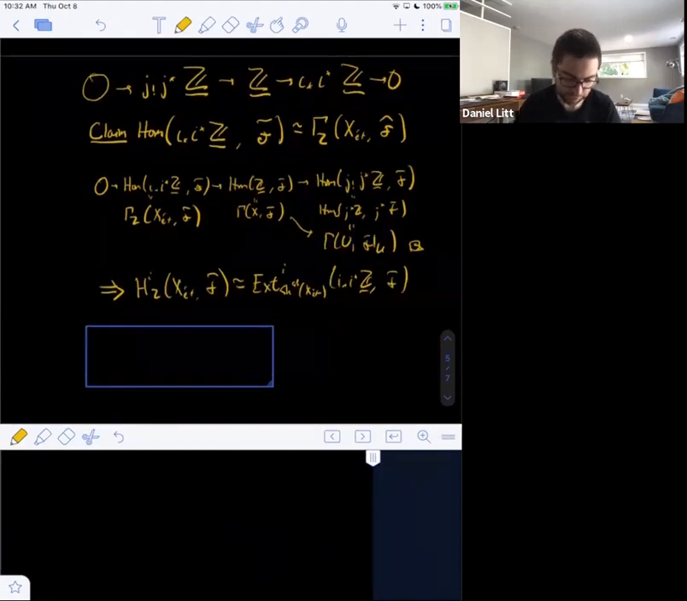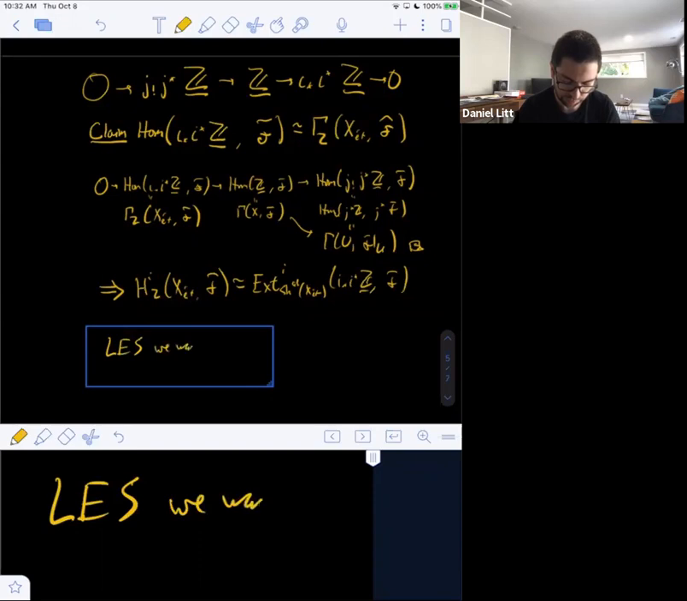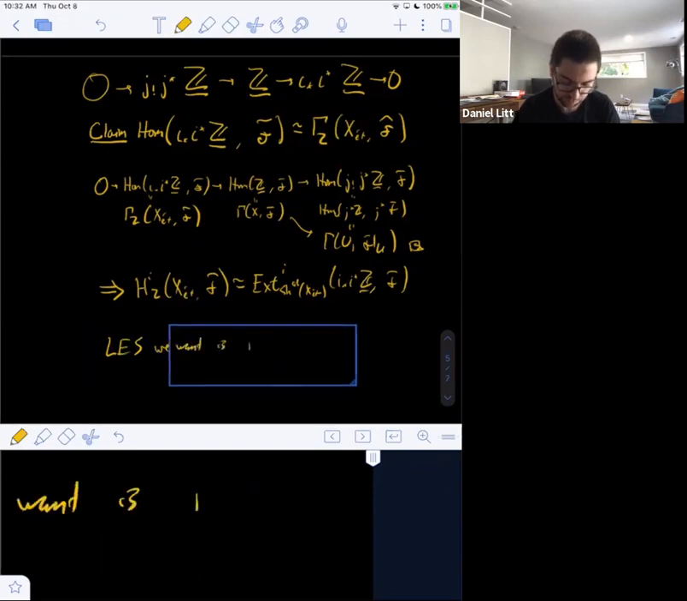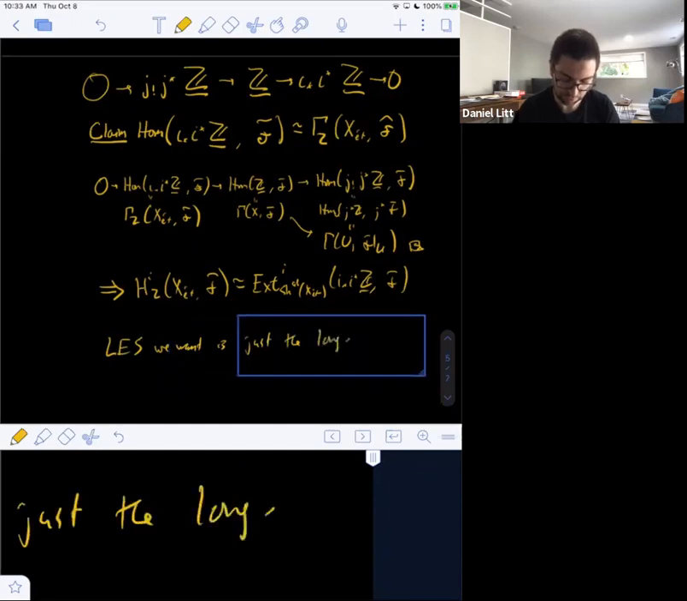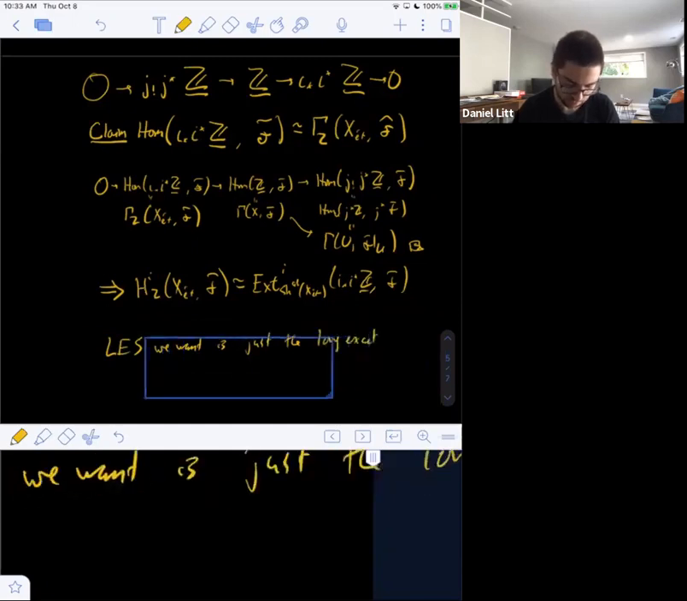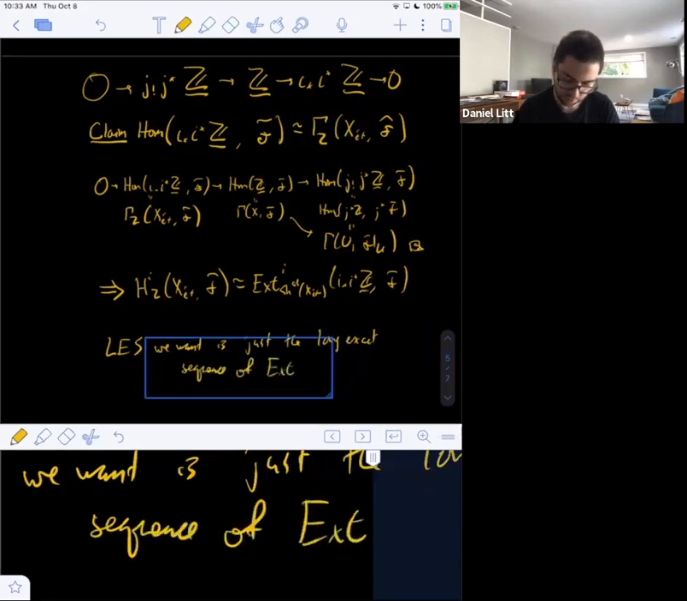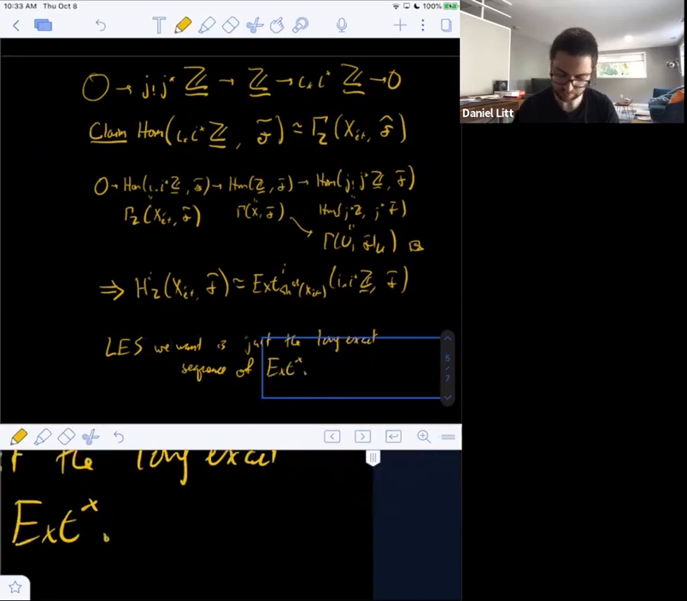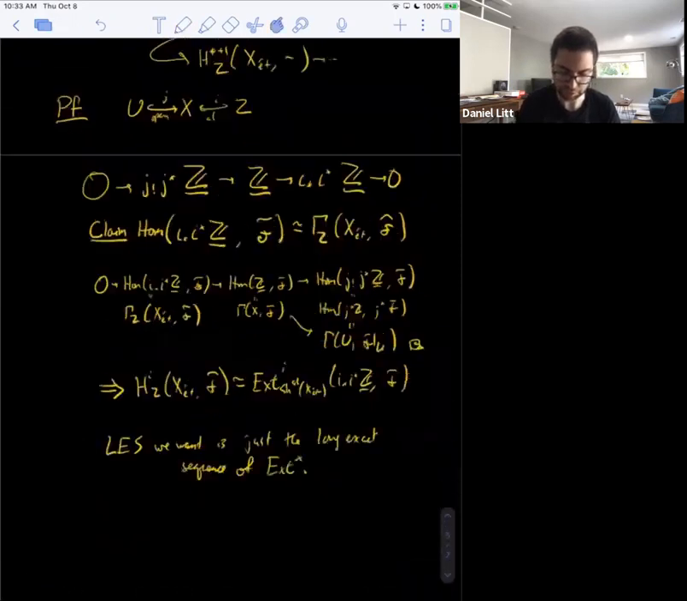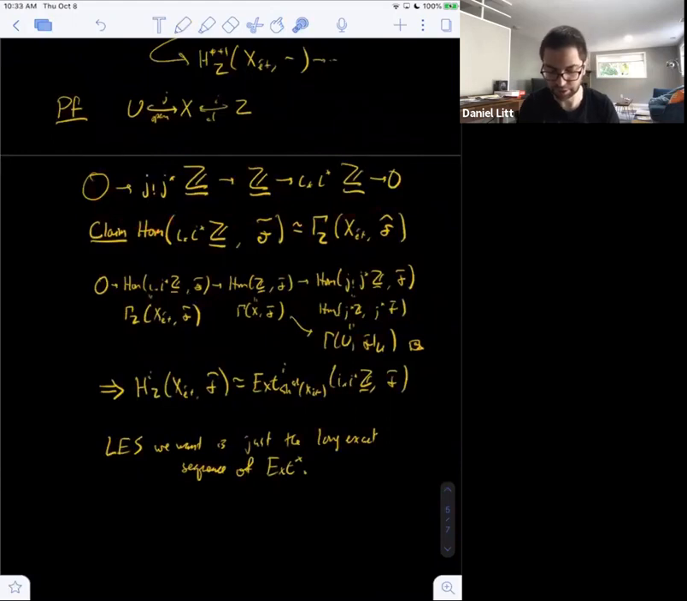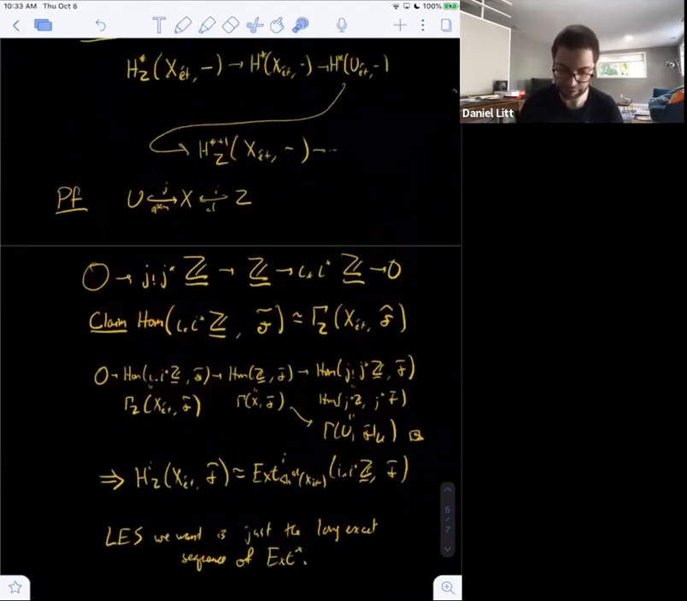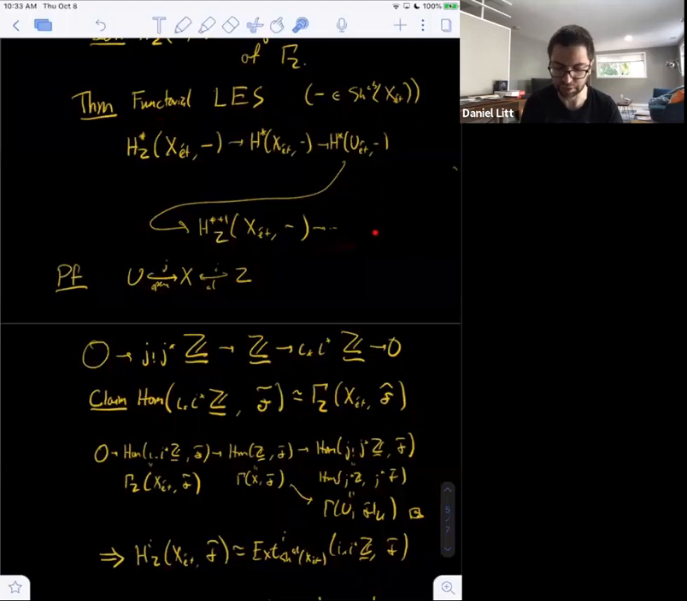And so what this tells us is that this long exact sequence we want is just the long exact sequence of Exts. Namely, we just take Hom out of this short exact sequence, and the long exact sequence of Exts we get is precisely this. All right. Are there any questions about that?